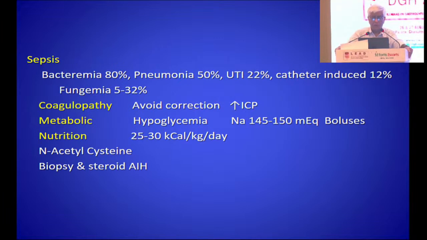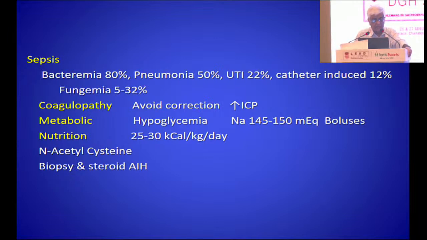Infection is another important cause which takes up these patients and could be one of the reasons for saying no to liver transplantation. Bacteremia occurs in about 80% of cases, and you may even have fungemia in 5 to 32% of patients. But one has to be very careful not to give fresh frozen plasma to these patients, because unless you're doing some intervention, it would increase the intracranial pressure. Take care of hypoglycemia and try to keep the sodium between 145 and 150.